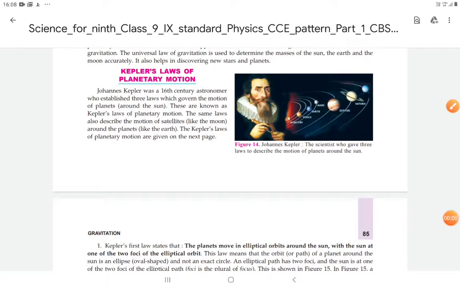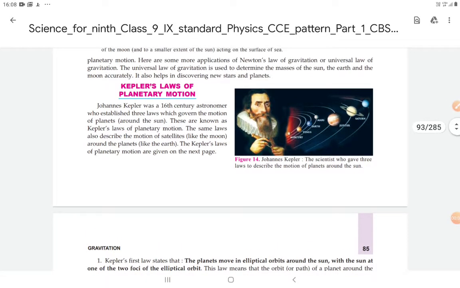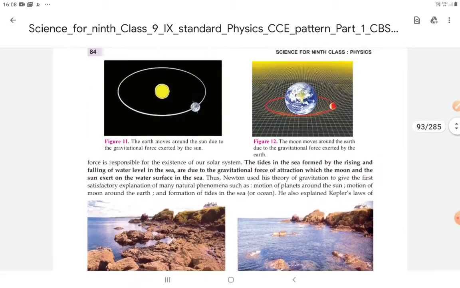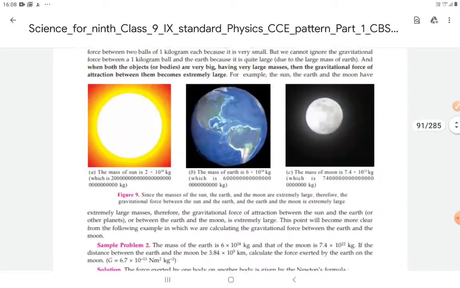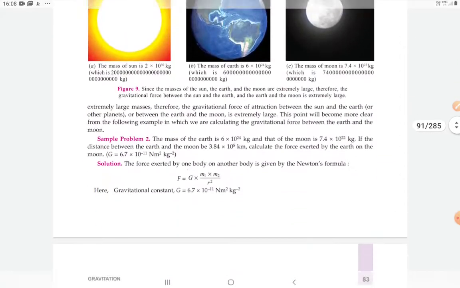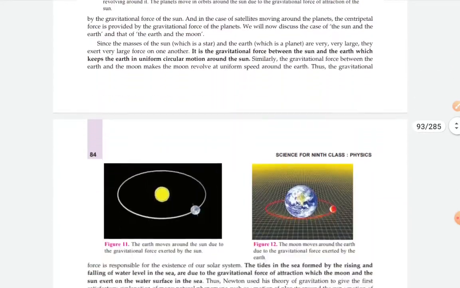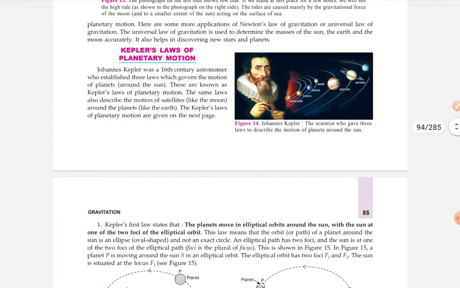Hello dear students, today we will discuss Kepler's law of planetary motion. We are discussing our gravitation chapter. We have already discussed Newton's gravitational law. Now today we have to discuss Kepler's law of planetary motion.